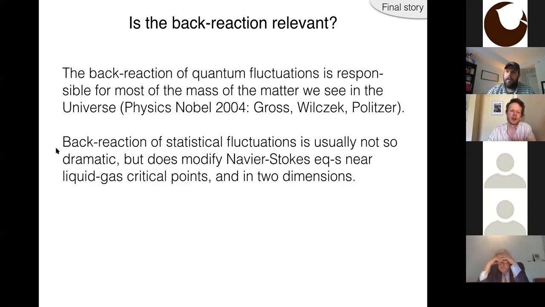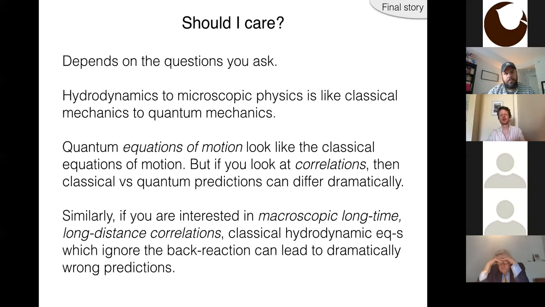The back reaction of statistical fluctuations is usually not so dramatic, but it does modify the Navier-Stokes equations near liquid-gas critical points and in 2 dimensions. So should you care about this? Well, it depends on the questions that you ask.